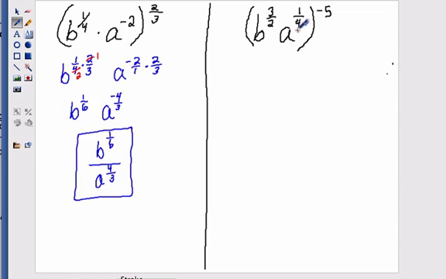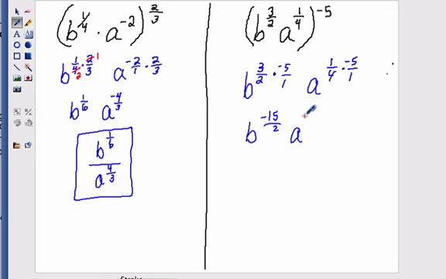Let's look at one more example. In this example, I'm going to raise everything to the -5 power by multiplying each of these exponents by the -5. I'm going to write that as -5/1 times a to the 1/4 times the -5/1. Okay, let's multiply these together, and that gives you b to the -15/2 times a to -5/4.